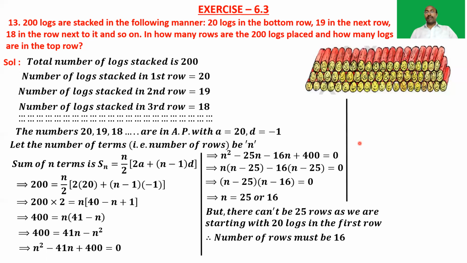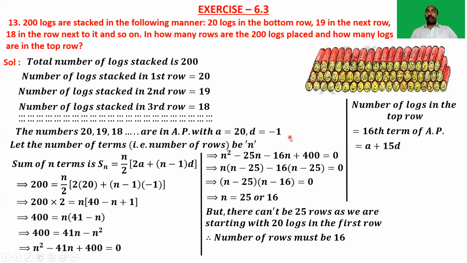Now the number of logs in the top row is equal to the 16th term of the AP, because we have totally 16 rows. That is a plus 15d. We have a equal to 20 and d equal to -1. So 20 minus 15, which is equal to 5. So 16 rows were needed for 200 logs to be placed, and the number of logs in the top row is 5.